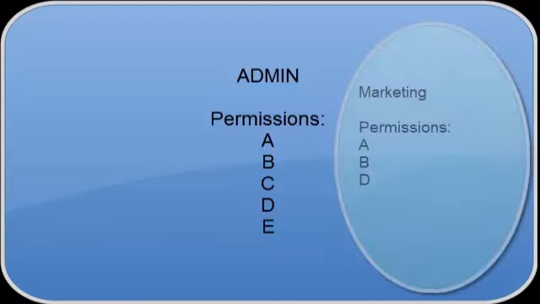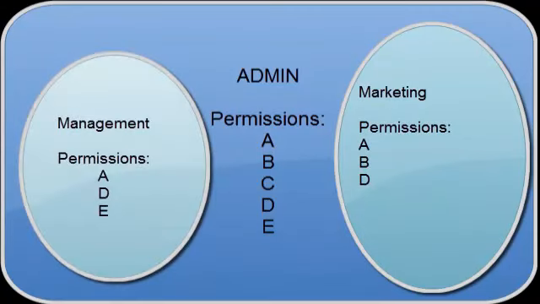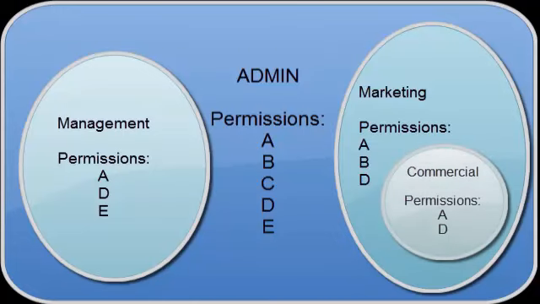A user cannot edit his or her own permissions. One can only manage the permissions of the users in groups below theirs, the child groups. In this case, the members of the admin group know their own permissions, A, B, C, D, and E, as well as the ones of the group below theirs, marketing, management, and commercial. The admin group is the parent group of marketing and management. On the other hand, marketing is the parent group of commercial.